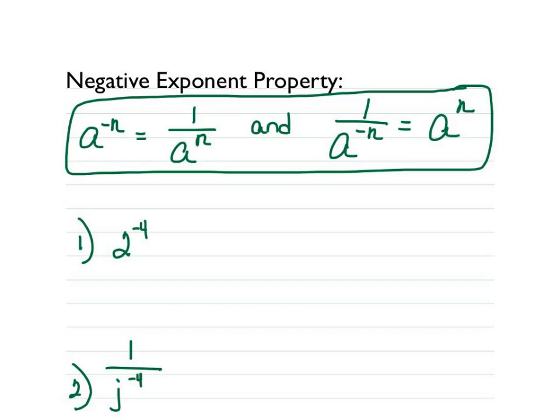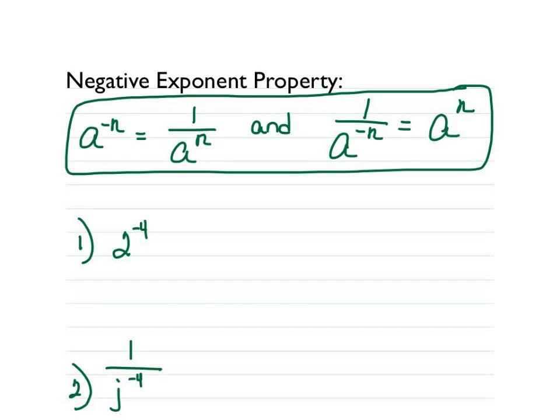Okay, let's move on now to the negative exponent property. A to the negative n is equal to 1 over a to the n. And conversely, 1 over a to the negative n is equal to a to the n.